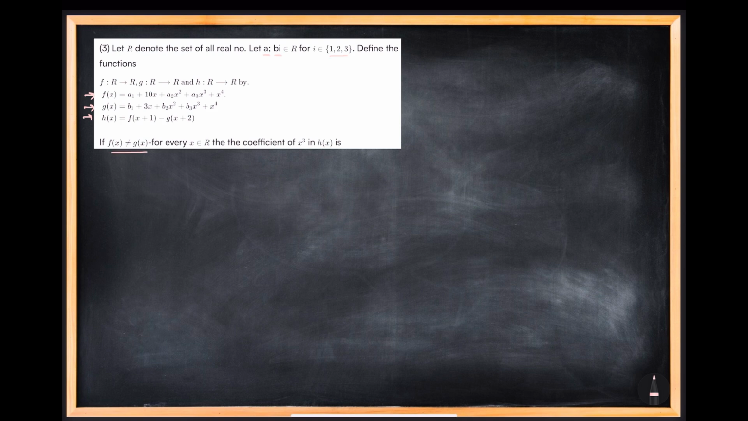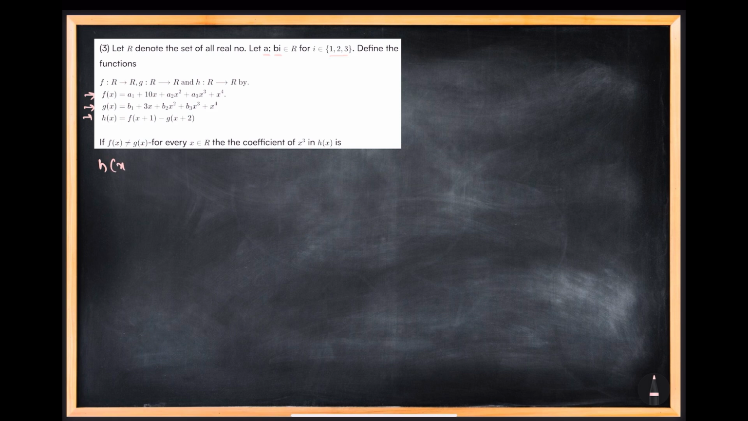Although they are saying that f of x is not equal to g of x for every x belonging to the real numbers, then the coefficient of x cube in h of x. So you have to find out the coefficient of x cube. So let's try to calculate this one.